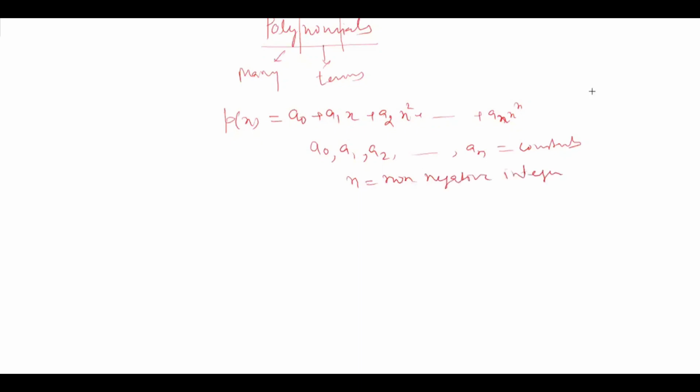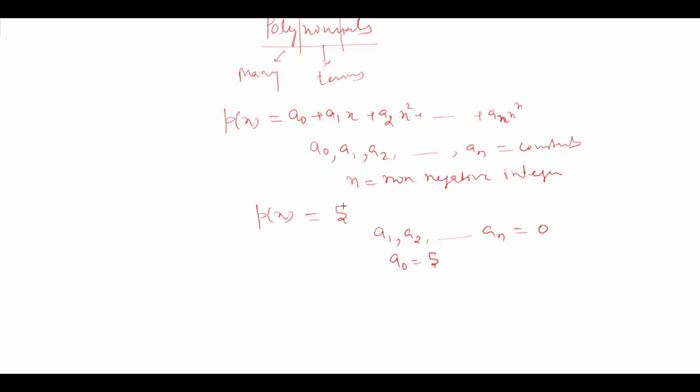If it is a fraction, then it's not a polynomial. If it is a negative integer, then it is not a polynomial. So what is an example of a polynomial? A simple example would be, say, 5. Comparing it with the general expression, a1, a2, an, all these are 0, and a0 is equal to 5.